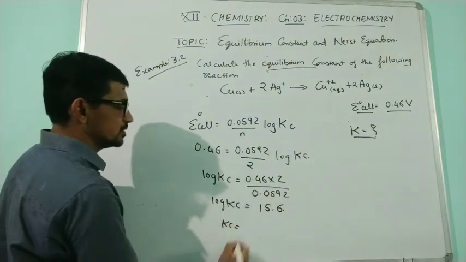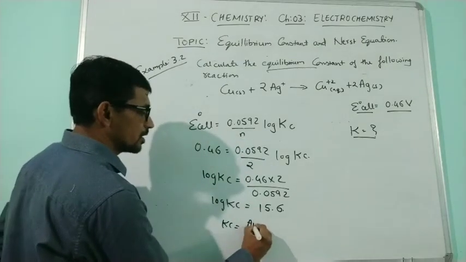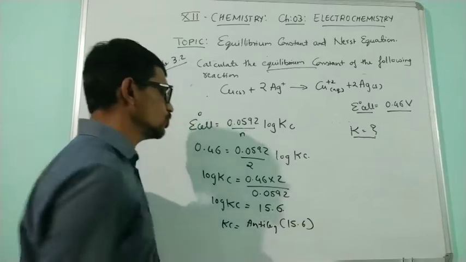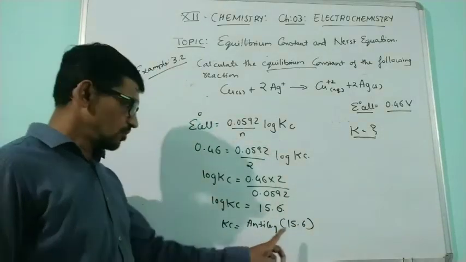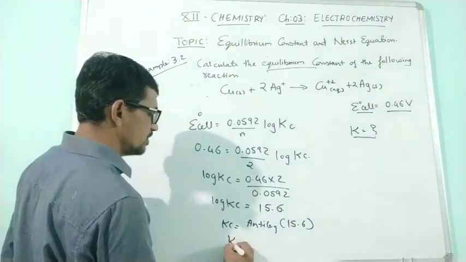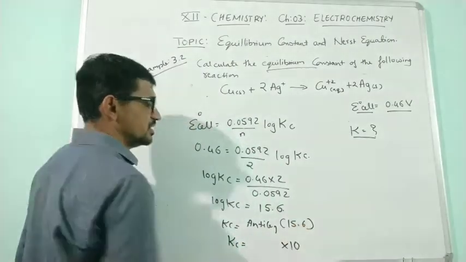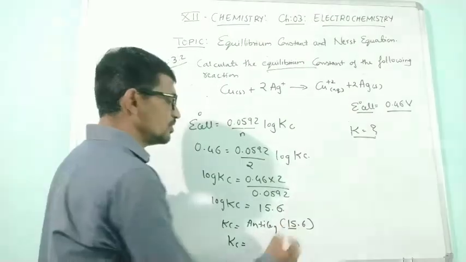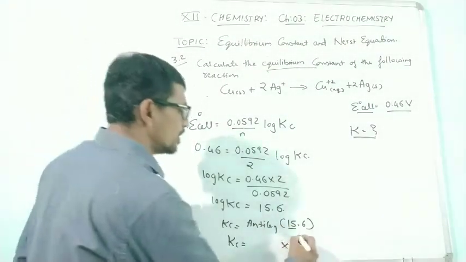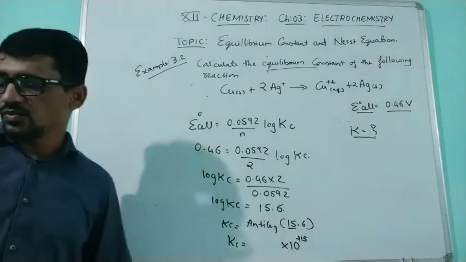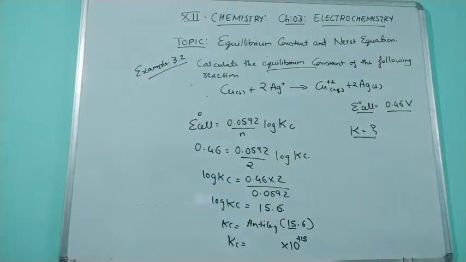So Kc is equal to antilog of 15.6. So you have to see the antilog of 15.6. So the Kc value, or equilibrium constant, is coming: whatever number of digits before the decimal, that will come in power. So it is 10 raised to 15. And the 0.6 value is coming in antilog 3.90.